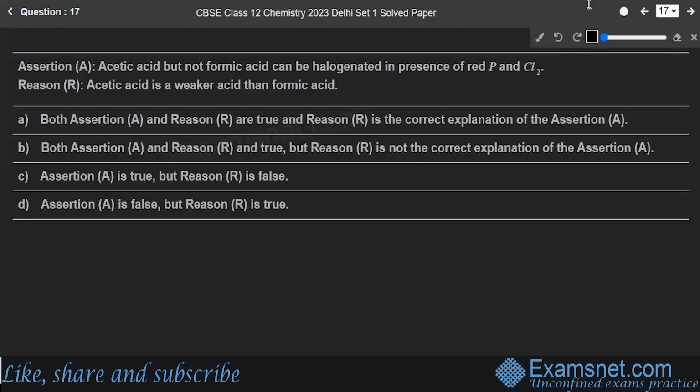Question number 17, assertion says acetic acid but not formic acid can be halogenated in the presence of red phosphorus and chlorine. The reason says acetic acid is a weaker acid than the formic acid. Here this assertion is right. Reason is also right, but this is not the correct explanation for the assertion. See, acetic acid is halogenated in the presence of red phosphorus and chlorine, but not formic acid because it doesn't have the alpha hydrogen atom. The loss of the proton becomes comparatively difficult in comparison to the formic acid. Therefore, acetic acid is a weaker acid than the formic acid. So both of these are correct, but this is not the correct explanation for the assertion. That makes the B option the right answer.